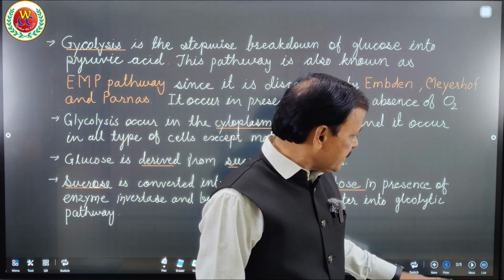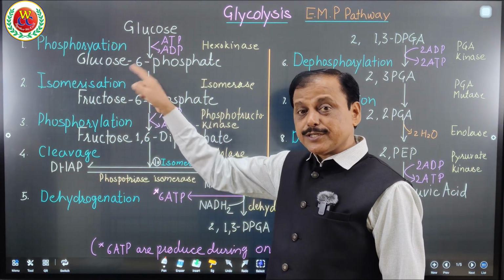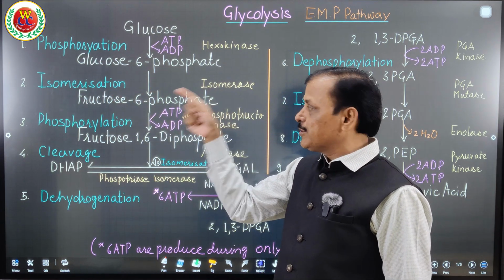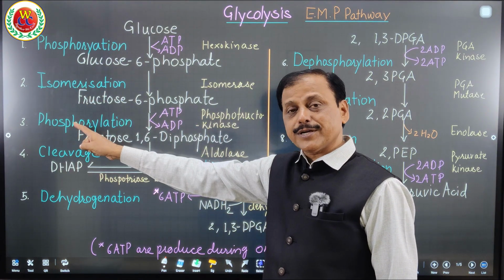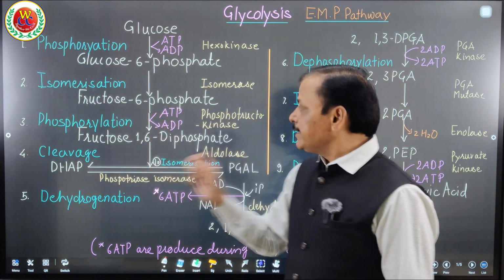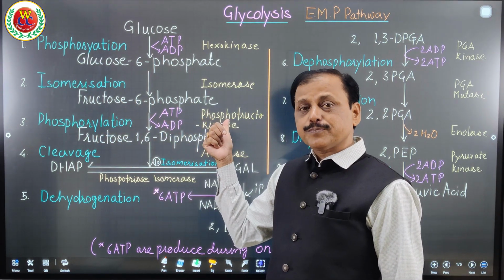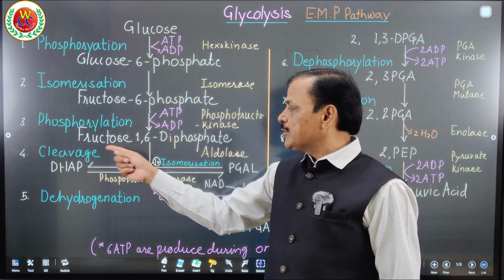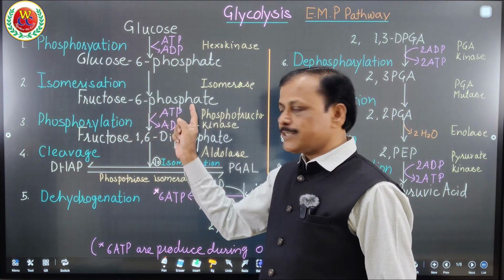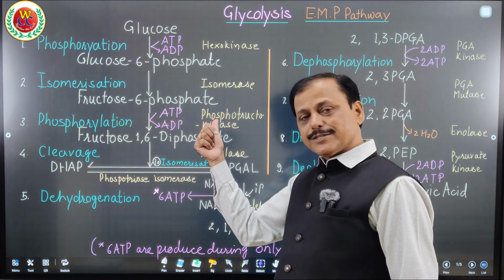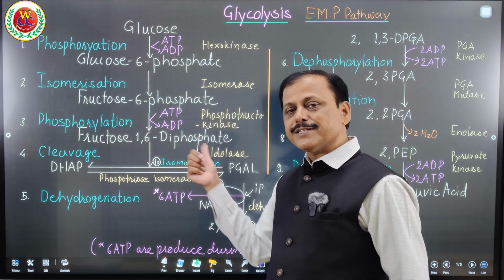Now let's come to the first page as we have to explain this process. Once glucose 6-phosphate is produced, it undergoes isomerization in the presence of isomerase to produce fructose 6-phosphate. Second step. Now third step, phosphorylation. Once again, how to write it in words? Fructose 6-phosphate undergoes phosphorylation in the presence of the enzyme phosphofructokinase to produce fructose 1,6-diphosphate. Very simple.